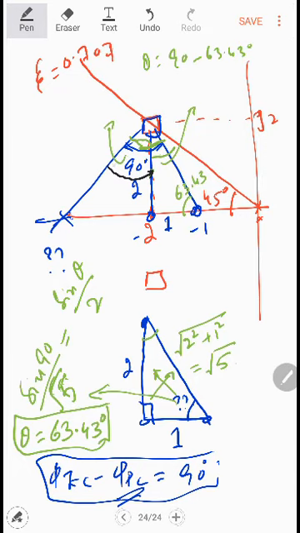This angle will become equal to, again, what? 63.43. And using the triangle angles, the total angle will be equal to 180. So this will become again equal to what? 90 minus 63.43, which after simplification will become equal to 26.59.